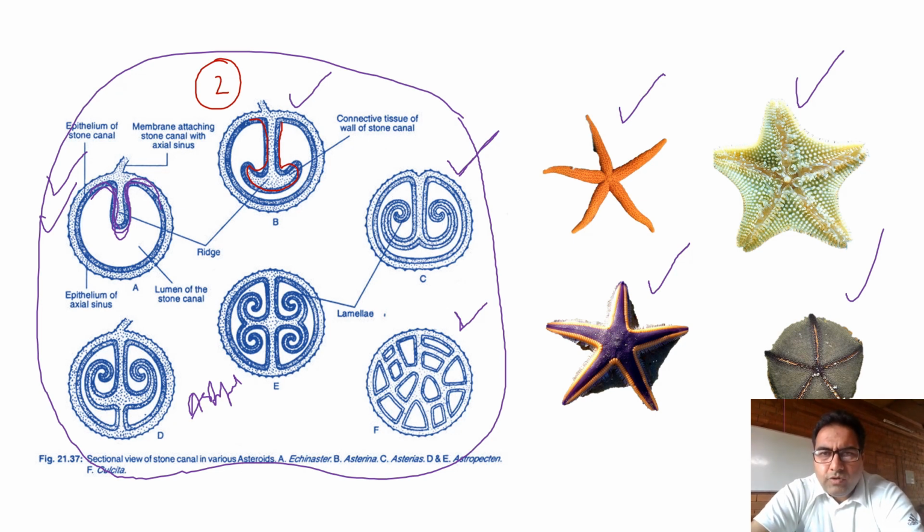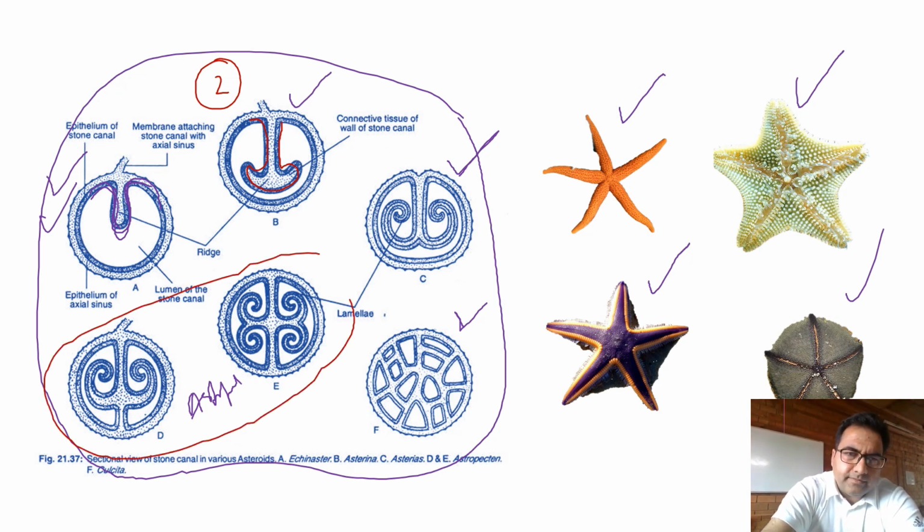Then we do have another one, that is the Astropecten. This very condition is seen in the case of Astropecten. What we see is that the coiled lamellae become very complicated and extend between the walls from one side to another of the lumen. For example, in this case, they just curve toward one side, but here in this they curve in every half. So in the case of Astropecten, the coiled lamellae become very complicated and extend between the walls from one side to another of the lumen.